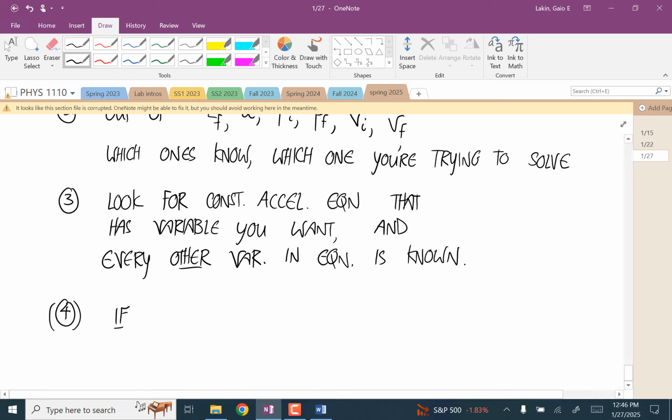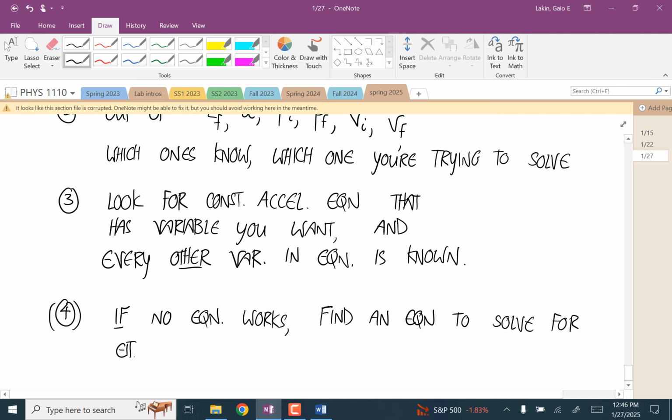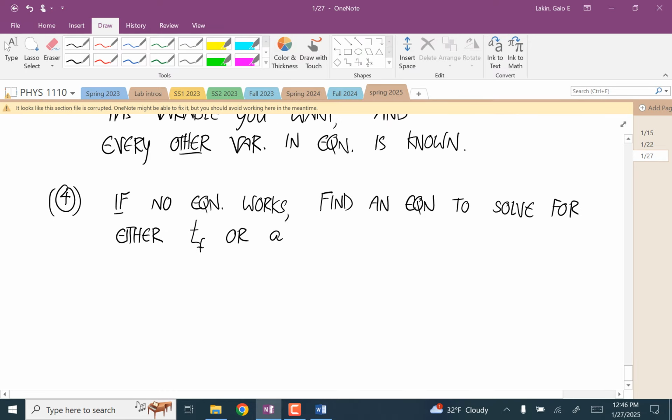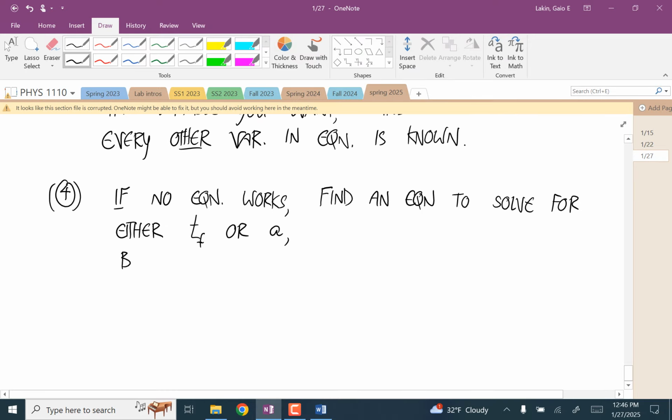If no equation works, find an equation that lets you solve for either time final or the acceleration, and then just go back to step 2 again and try it again.